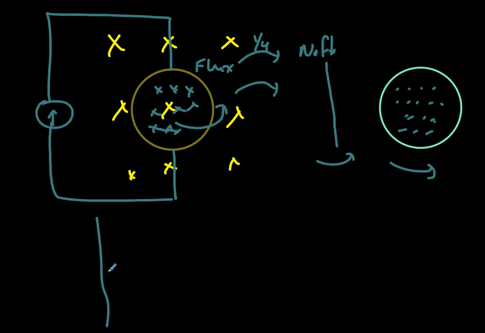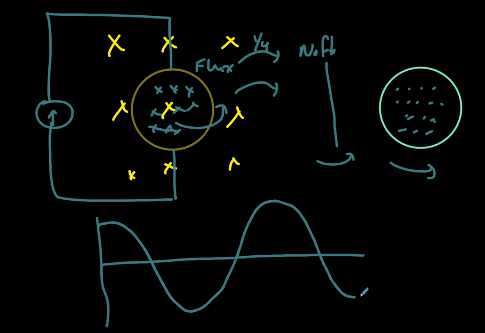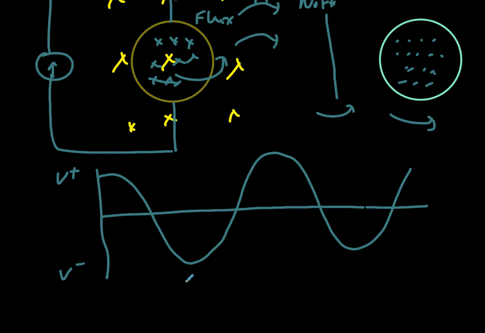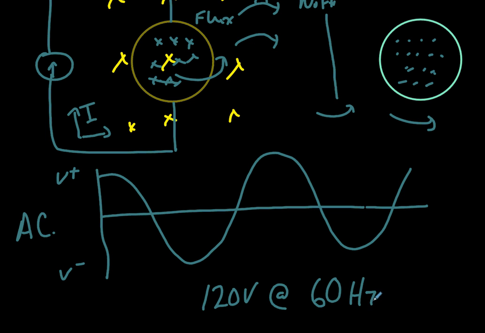So we can map that with time, and what we will get is something that looks like this. If we start at full flux to no flux, you get a sine wave, and this represents max positive voltage to push in one direction, and this represents max negative voltage to push in the other direction. And we call this alternating or AC current as the voltage pushes charge back and forth. In North America, from your plug-in, you get 120 volts at 60 hertz.